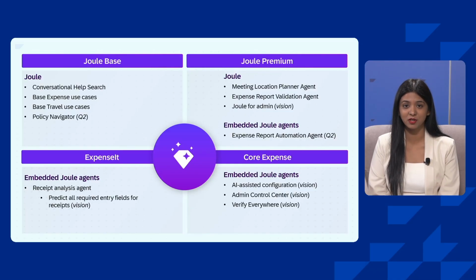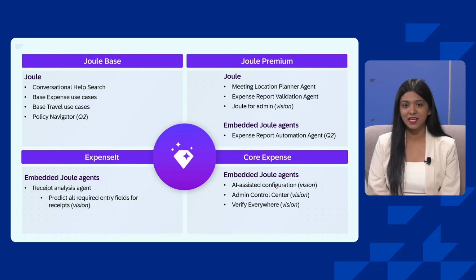that was launched in October last year. Again, it's already generally available for all our customers to use. In Joule Premium, we have the Meeting Location Planner agent and the Expense Report Validation agent, demos of both of which we saw earlier in the session. And we have the Expense Automation agent that's coming soon for everyone to consume in Q2.